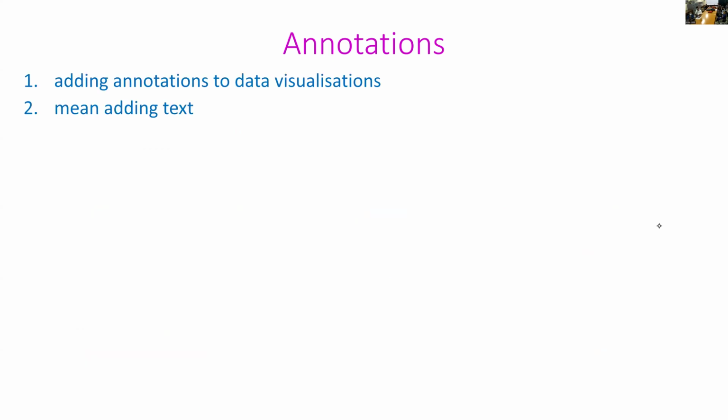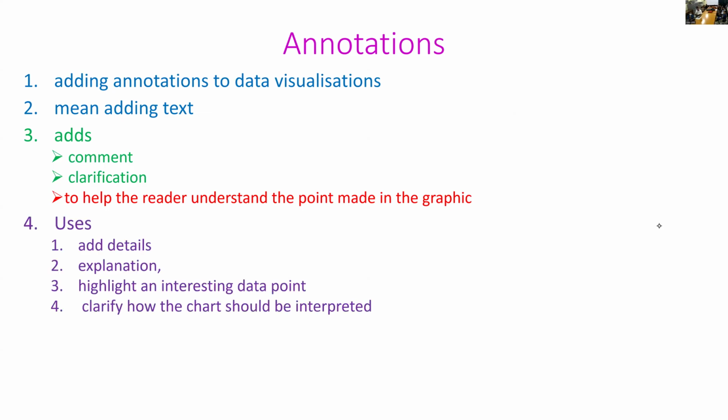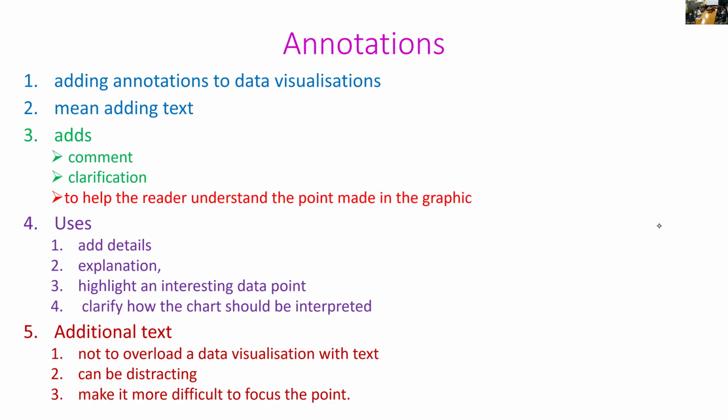Adding annotations means adding text. People wonder what this fancy word annotation is? It's just adding some text. So you can add a comment, you can add clarification. It's basically to help the reader understand what your graph is trying to say. That's what an annotation is. So you can add details, you can even add explanations, highlight an interesting point in the graph, or show how the chart should be interpreted. So there are many ways annotations can help.